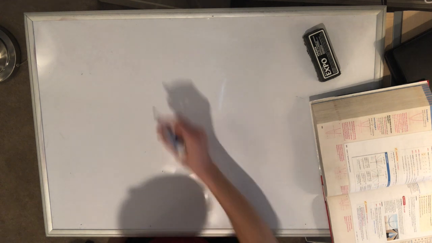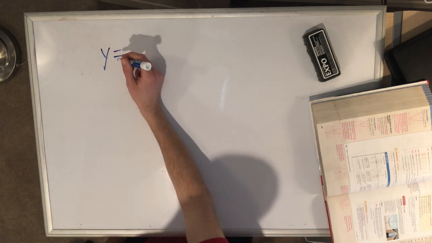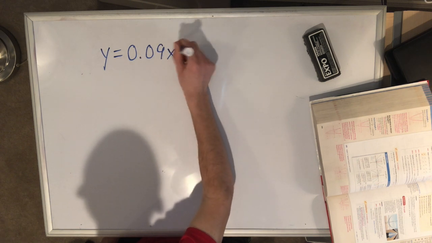The graph of the function y equals 0.09x squared models the cross-section of the reflective surface where x and y are measured in meters. Use the graph to find the domain and range of the function in this situation. All right, so we have the quadratic equation y equals 0.09x squared.